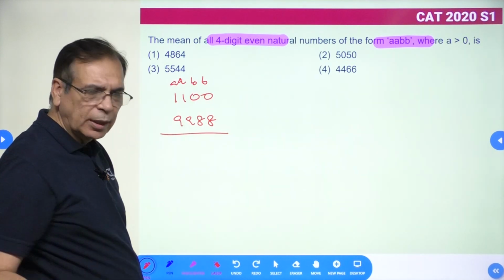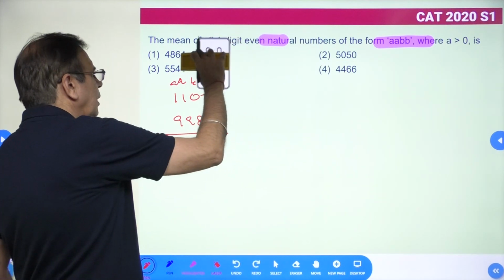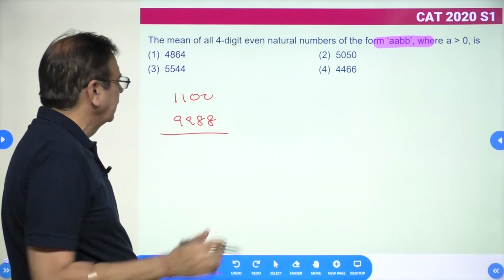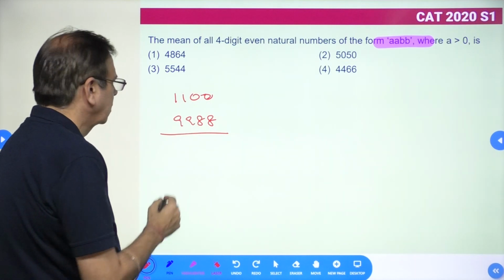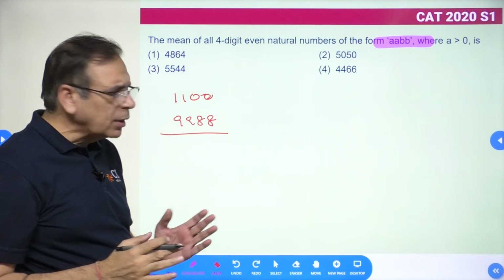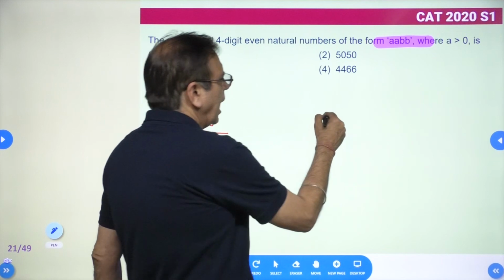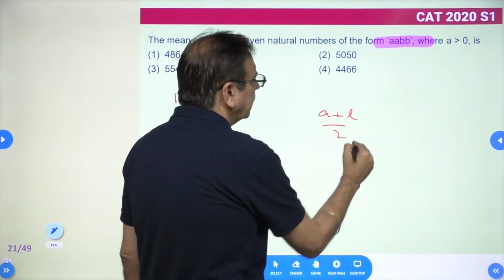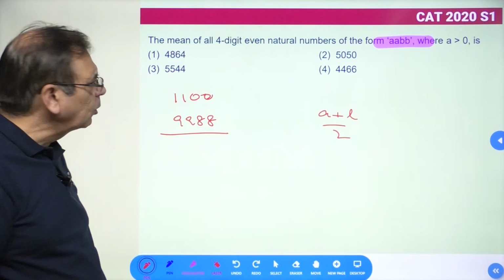This is an arithmetic progression. How is it an arithmetic progression? If you know it, great. If you don't know it, I'll explain it after we go through this. So, if it's an arithmetic progression, what is the average? Average is first term plus last term divided by 2. Average of any arithmetic progression is this.